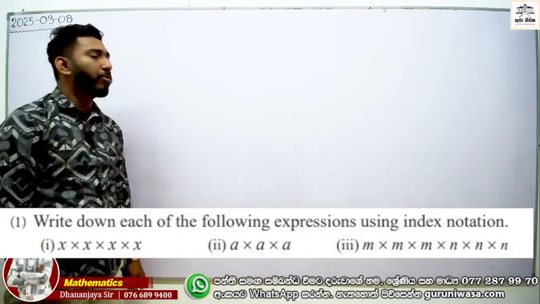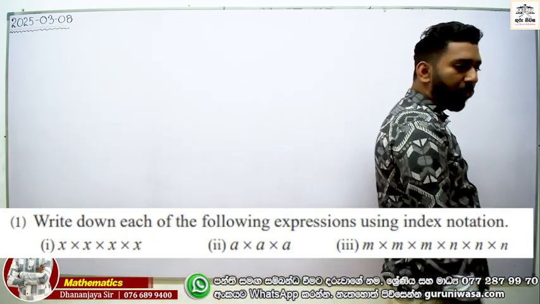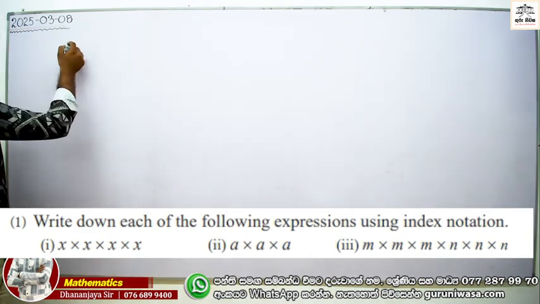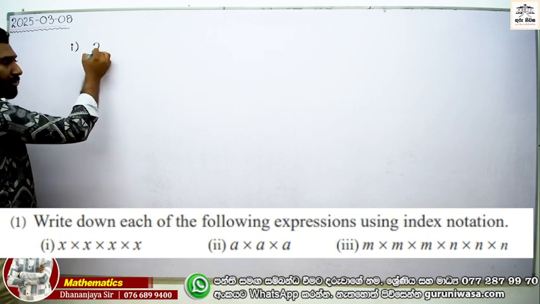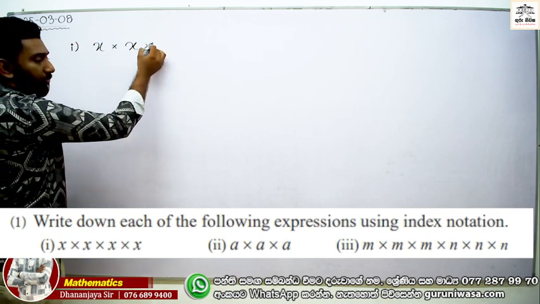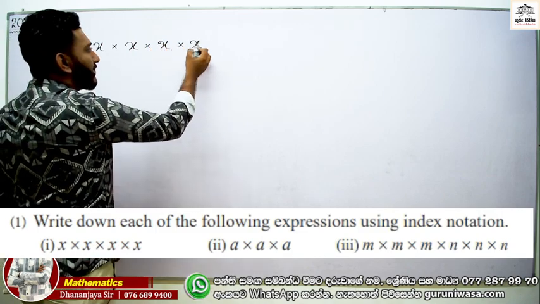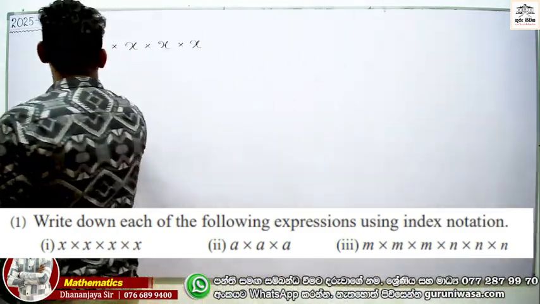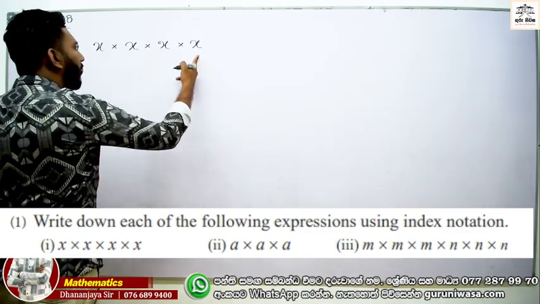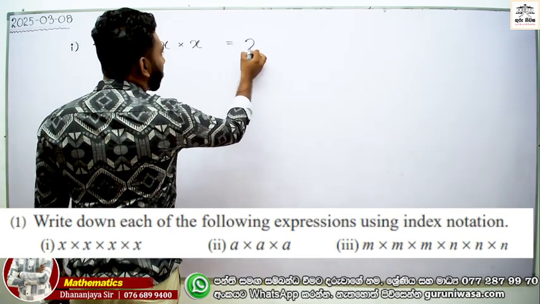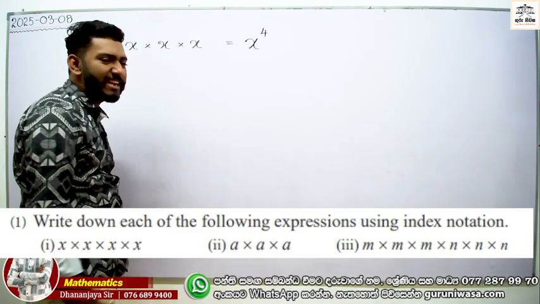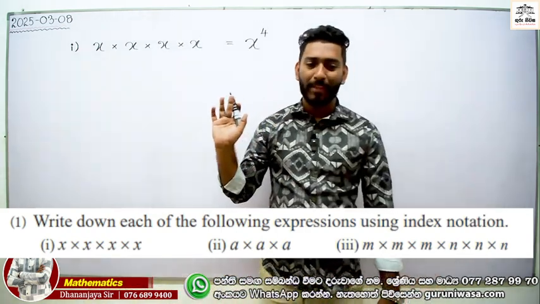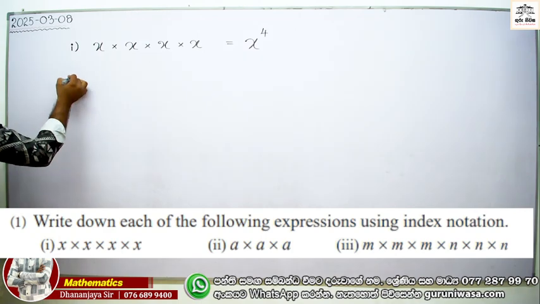Now look at example number 1. Write down each of the following expressions using the index notation. x multiplied by x multiplied by x multiplied by x, and this is very easy. How many x terms are there? 1, 2, 3, 4. Now what is the answer? x to the power of 4. Easy. Got it? Yes, sir.